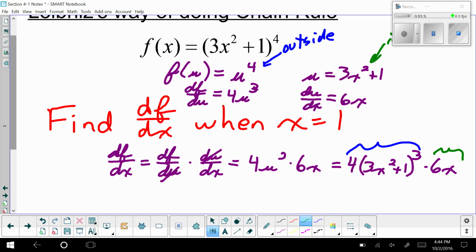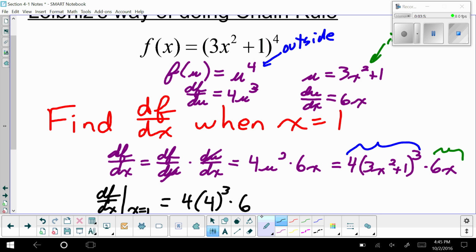And then plugging in 1, so derivative of f with respect to x, such that x is 1. I can just plug 1 in for all the x's, so I'd have 4 times 4 to the third times 6, which would be 64 times 6. I'm sorry, not 64. Whoa, was I off there? It'd be 64 times 24. So whatever that value is, that is what our derivative when x is 1 would equal.